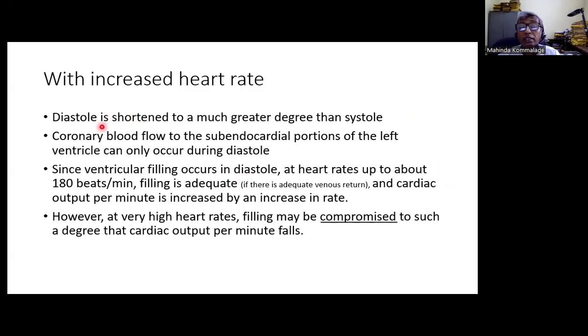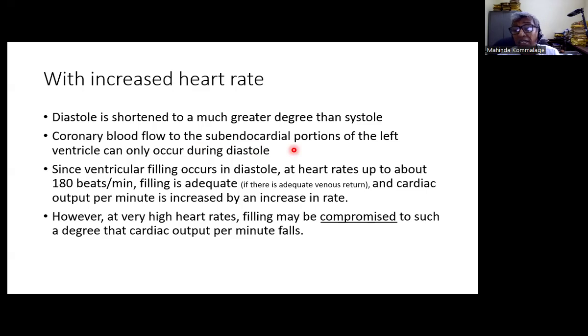So with increased heart rate, as I mentioned earlier, diastole gets shorter and shorter than the systole. Remember, when I say diastole, it's ventricular diastole. And coronary blood flow, that means blood flow to the myocardium, mainly occurs in the diastole, when the heart relaxes, because the ventricular blood vessels are compressed with the contraction of the ventricle.